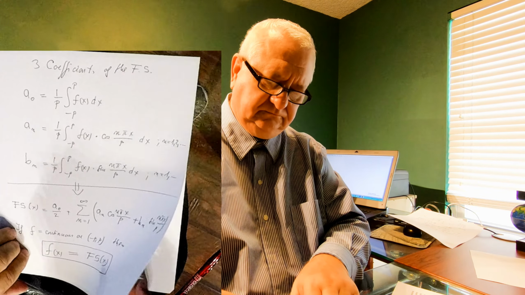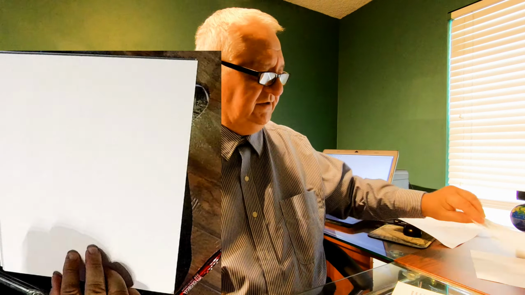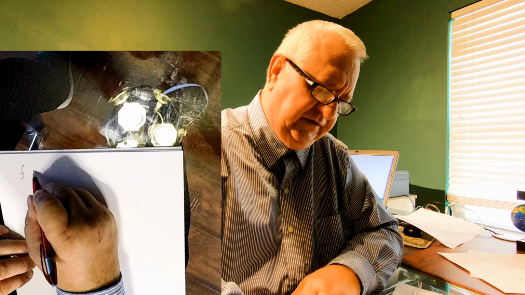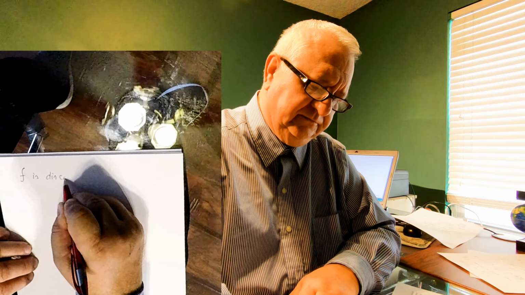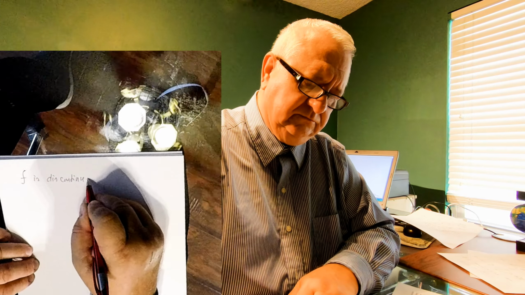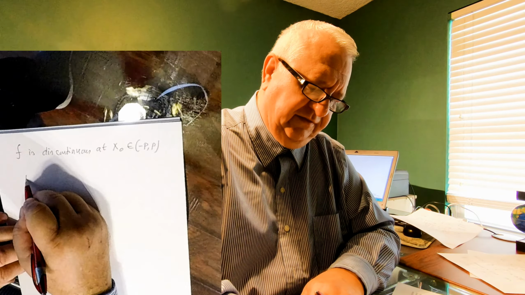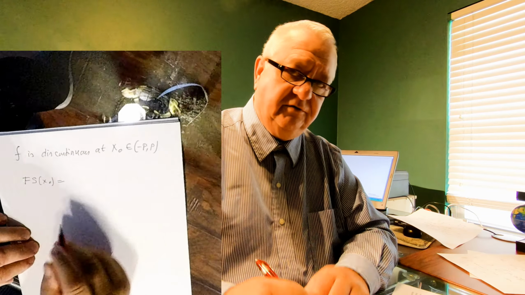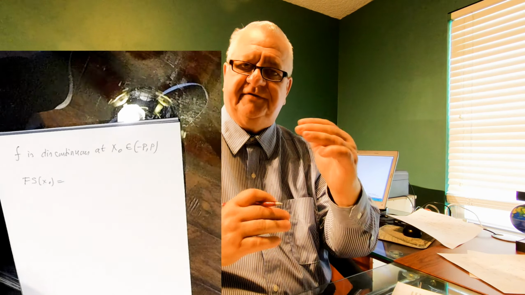Okay. What happens where the function is discontinuous? We have a very simple formula, a very natural one. If f is discontinuous at a point, let's say x naught, inside that interval, minus p, p, then the Fourier series at that point gives you the mean value of the function inside the jump.